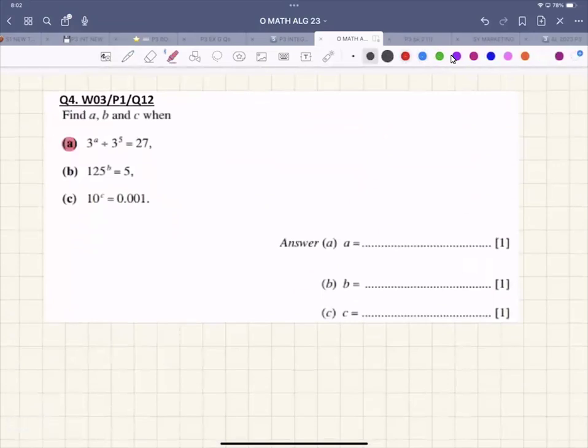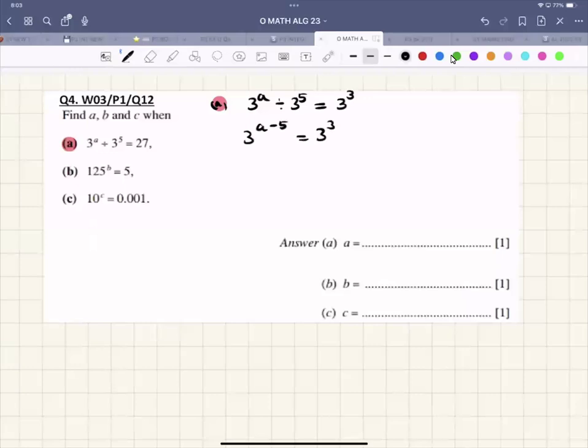So first of all, that's part A. It says 3, let me just do it over here. So part A, that is 3 power A divided by 3 power 5 is 27. That can be written as 3 cube. So therefore 3 power A minus 5 is 3 power 3. The powers should be equated. Therefore A minus 5 is equals to 3. Therefore A comes out to be 8. That thing is done.